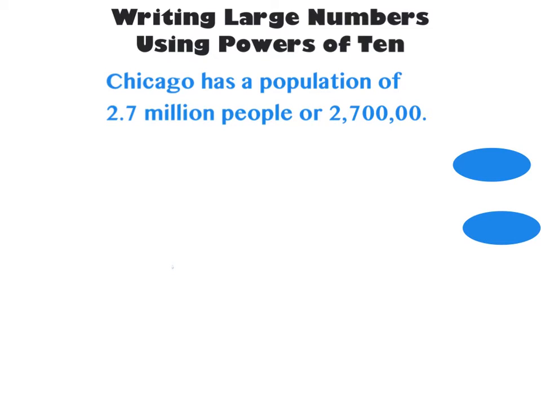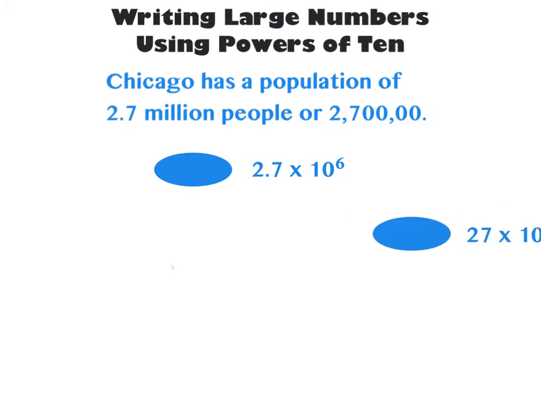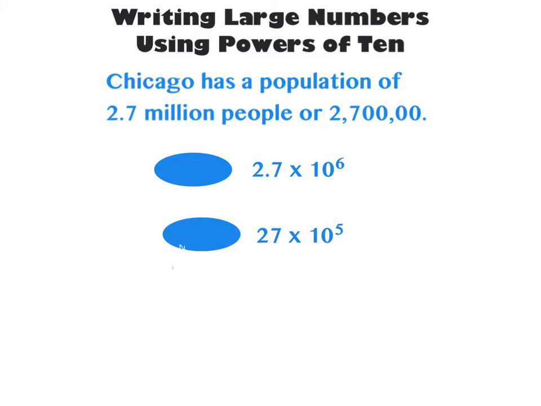Let's look at population and powers of 10. Chicago has a population of 2.7 million people, or 2,700,000 people. This can also be written as 2.7 times 10 to the 6th, or as 27 times 10 to the 5th. Please pause the video here and think about why the number can be written two different ways. How did we get those expressions?